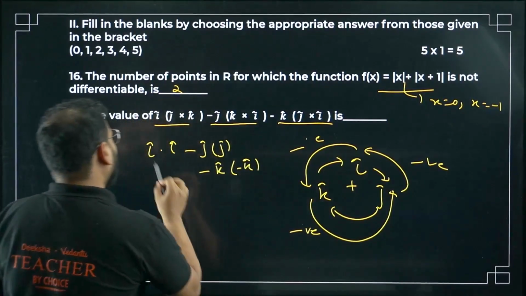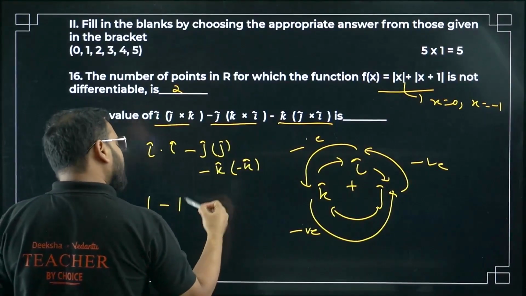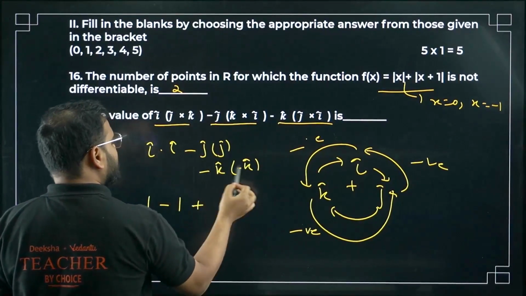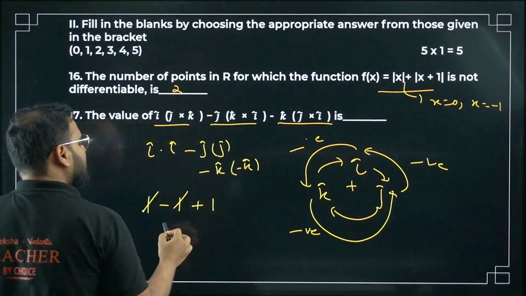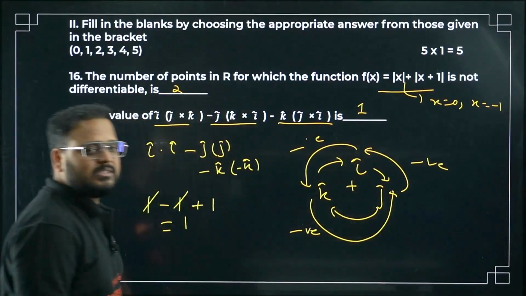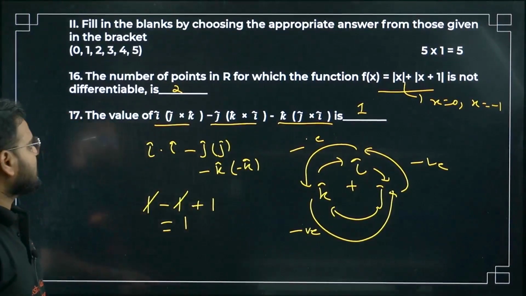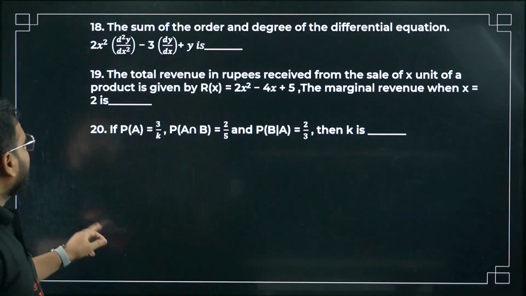What I'm getting over here, I dot I is 1, j dot j is again 1, and k dot k will be 1. There's a plus sign because of minus into minus, plus 1. This and this is cancelled. I'm getting the answer as 1. Hence the answer is going to be 1, sir. Please check. 1 minus 1 plus 1. Hence the answer is going to be 1, sir. 17th is done. Right?